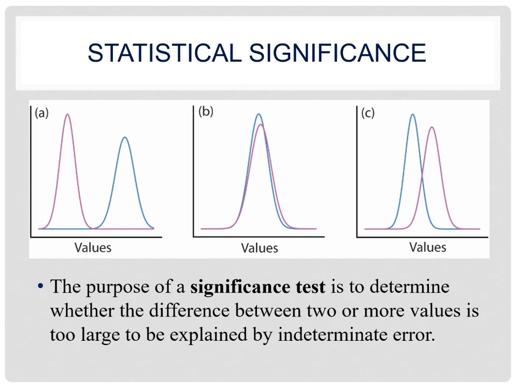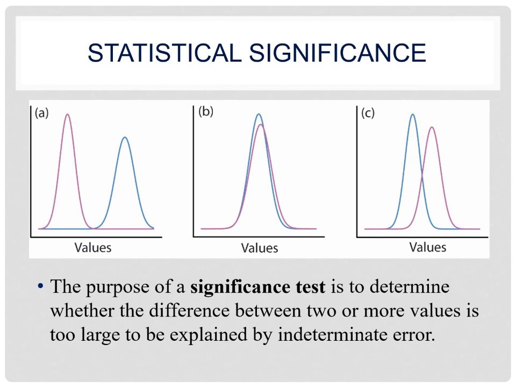So here's that same idea shown a little bit more specifically. Statistical significance. The purpose of a significance test is to determine whether the difference between two or more values is too large to be explained by indeterminate error. Another way to say indeterminate error is again, random chance. So there are two curves on each of these pictures. Is the difference we're seeing between two values, let's say our two curves here, too large to be explained by something that could just be happening by accident? We want to know the chances of that.